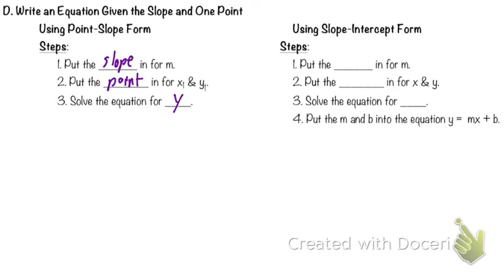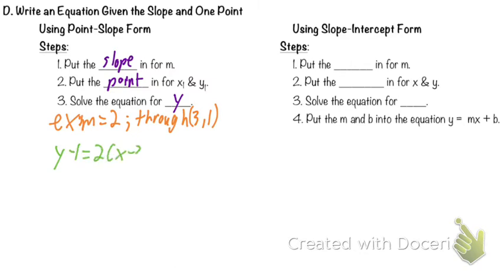So as an example, let's say we have an m of 2, and we know it goes through the point 3, 1. So if we know the m is 2 and it goes through the point 3, 1, we use point-slope form. So it'll be y minus 1 is equal to 2 times x minus 3. Okay, so we would put it into point-slope form.